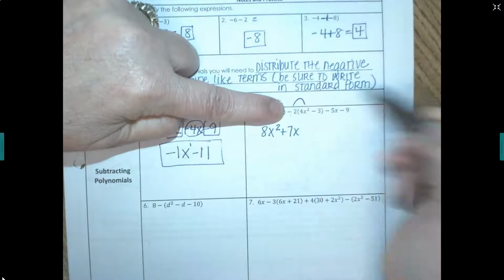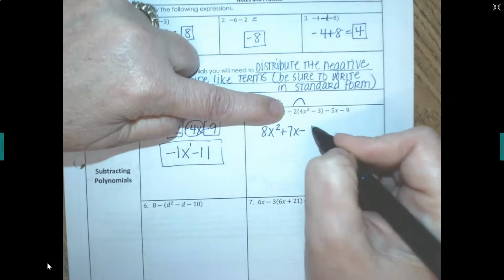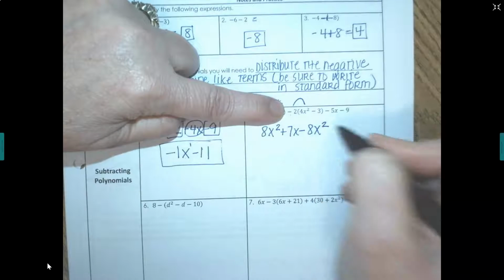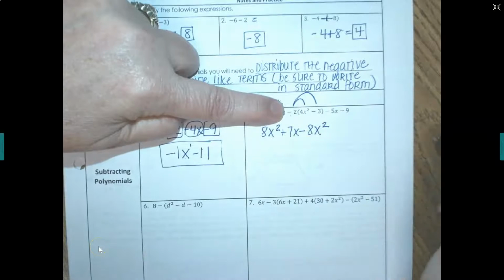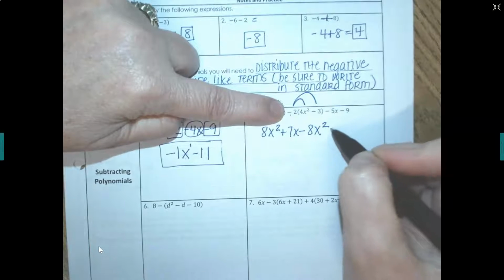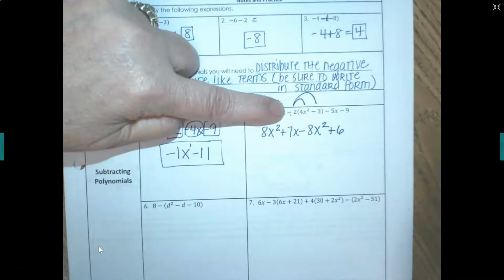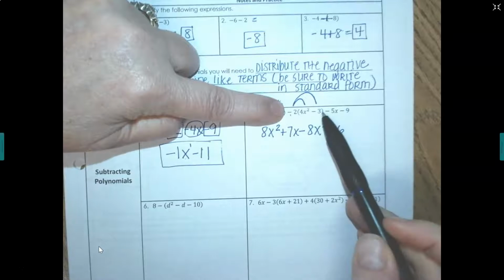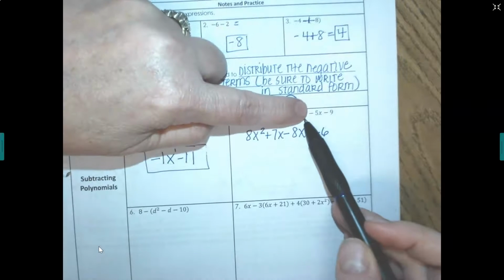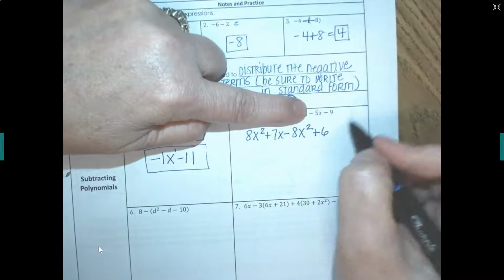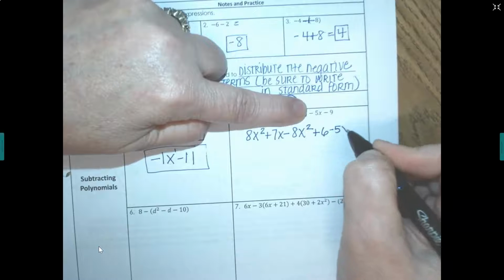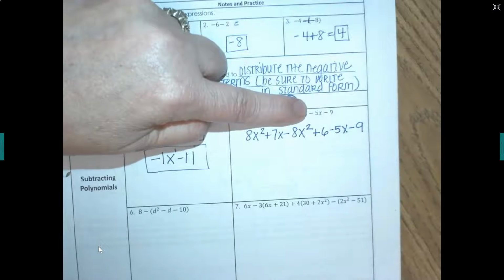Negative 2 times 4x squared will be negative 8x squared. Then I have negative 2 times negative 3. Look at that. We've got negative negative, so that becomes positive 6. And then the parenthesis ends. That means you're done distributing. So we actually just finished that part of it. And when I look at what's next, I don't have any distributing or anything. I'm just going to bring these down because there's nothing for me to do with them at this moment.